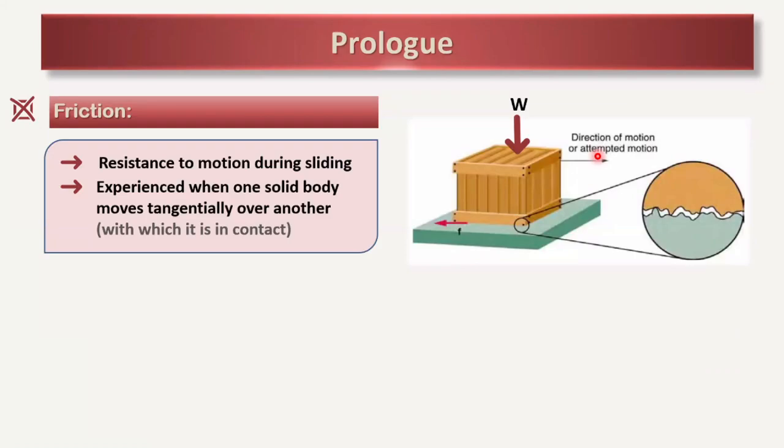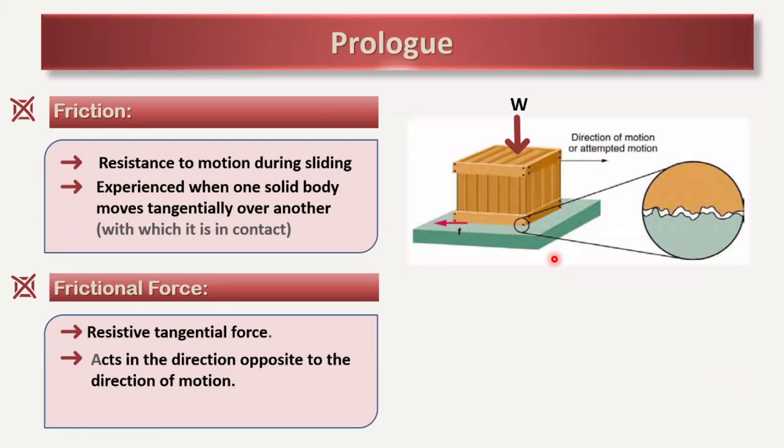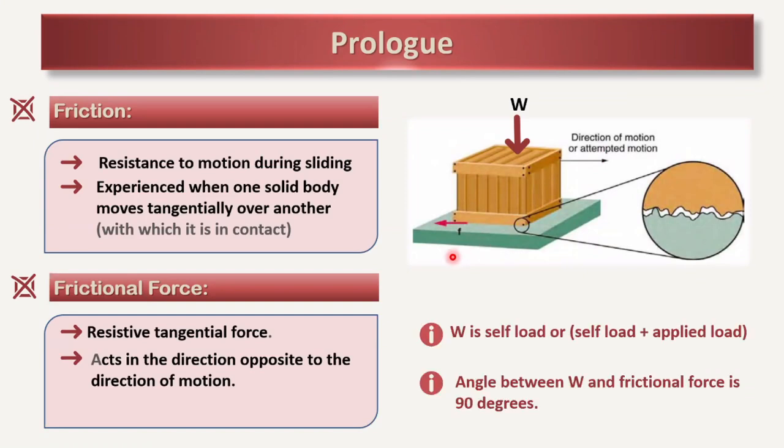Basically, friction is the resistance to motion during sliding. Here is a picture of a box being pushed to the right. It feels a resistive force in the opposite direction, which is called the frictional force. And this phenomenon is called friction. Here, the angle between the normal load W and the frictional force or direction of motion is always 90 degrees.